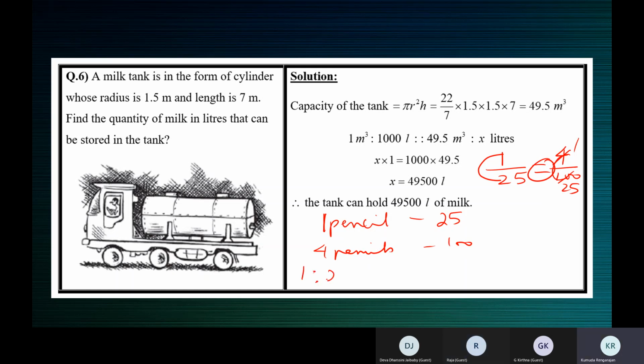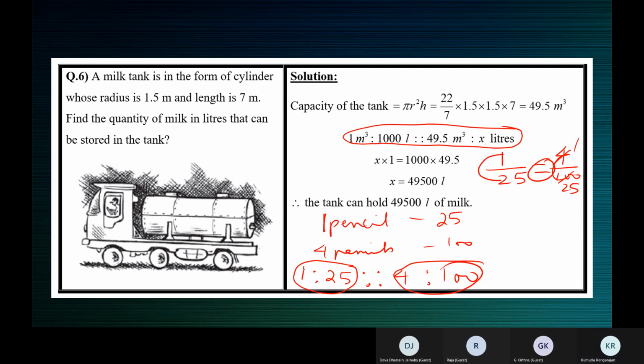One pencil, 25 rupees. This ratio and this ratio, 4 pencils, 100 rupees, are the same. So when two ratios are equal, they're said to be in proportion. And when we call this a proportion, it means the ratio 1/1000 should be equal to the ratio 49.5 by x. See, I've given you a different example. One pencil, 25 rupees, and 4 pencils will be 100 rupees. They have the same ratio, 1/25. 4/100 is also 1/25.